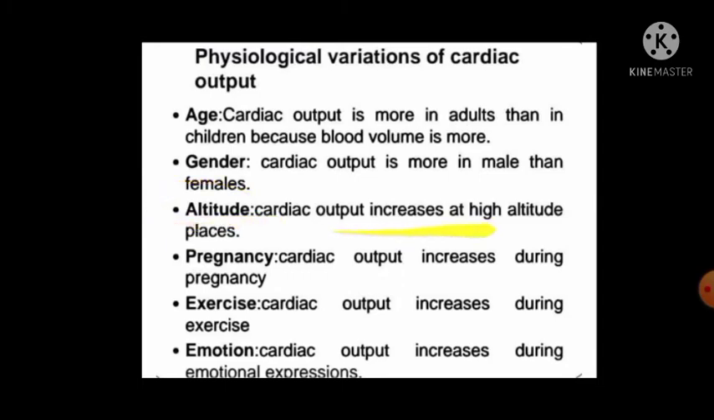Altitude: cardiac output increases at a higher altitude because our blood contains hemoglobin, and hemoglobin carries oxygen, which is required for energy. At a higher altitude, we require more energy. That's why our hemoglobin count and RBC count increase for the supply of oxygen to the body.